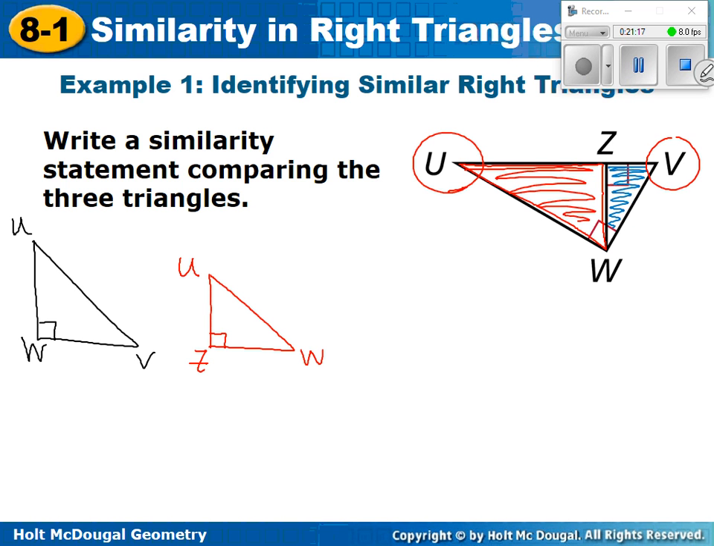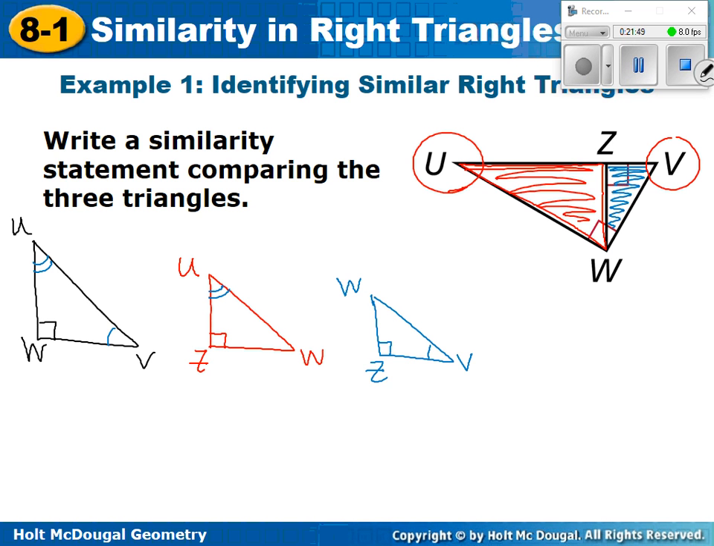So when I named the black triangle, angle V was down here on the right. So when I draw that picture, I want to draw it so that angle V is down here on the right. So V is going to go here. This is my right angle. What's my right angle in the blue triangle? Z. And that means this angle at the top is what angle? W. Okay, so V and V are congruent, and then U and U are congruent, and they all have a right angle.